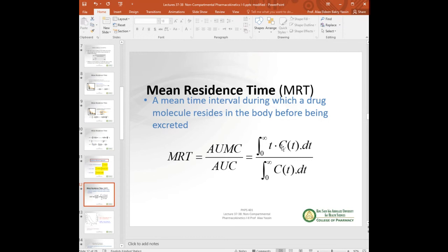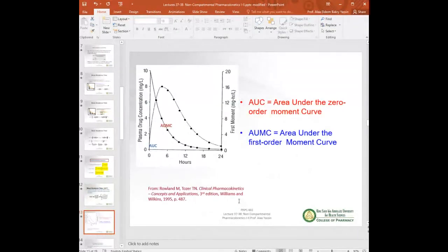This plot is obtained on its y-axis by multiplying the plasma concentration by the time point, the sampling time point of this concentration. We multiply each plasma concentration by its sampling time, and we plot this against the time. So we will have a new graph like this.